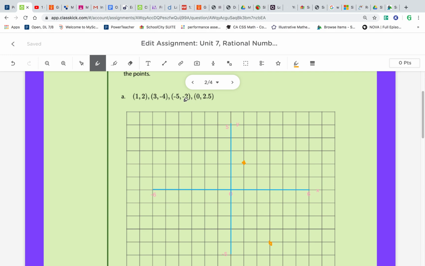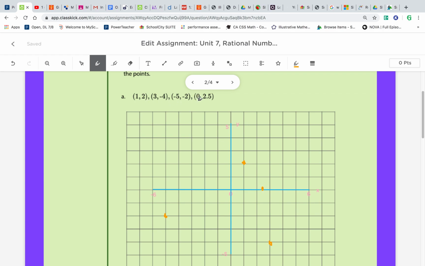And then the next one, -5, -2. Start at the origin, go over to -5. Here's -1, -2, -3, -4, -5. And then down to -2: -1, -2. There. And then for 0, 2.5, start at the origin. You're going to go sideways, nothing, because it's 0. And then you're just going to go to the right, 2.5. So here's 1, here's 2. It's going to be halfway.